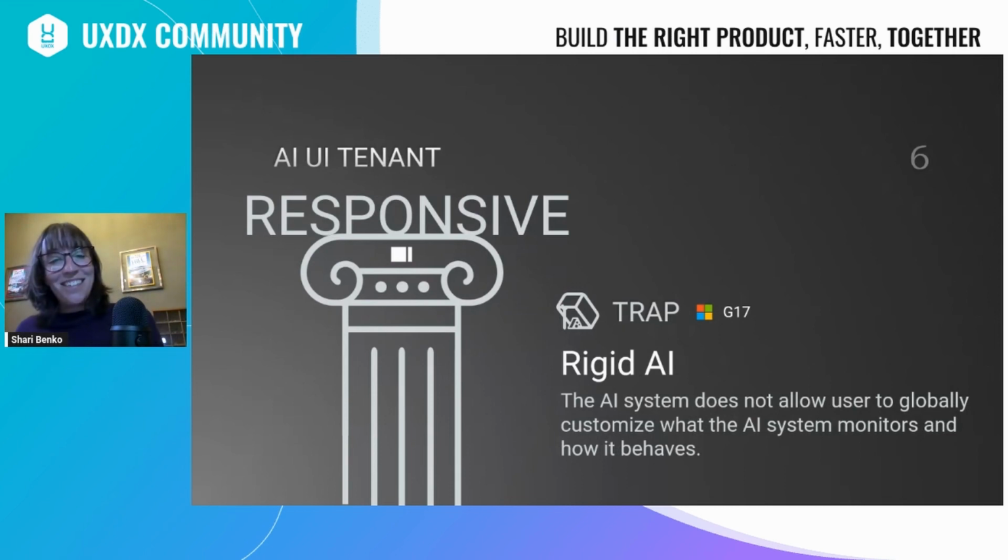The next one is another responsive tenant. The trap is rigid AI. So the AI system does not allow the user to globally customize what the AI system monitors and how it behaves. The example that Microsoft gives for this one is in the case of a photo organizer. Remember, they structured their examples as good examples rather than bad ones. And so they say the product allows users to turn on location history so the AI can group photos by where you have been.